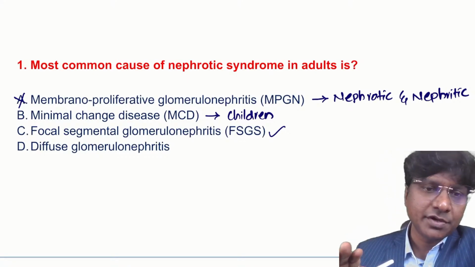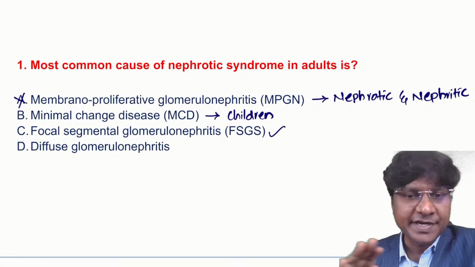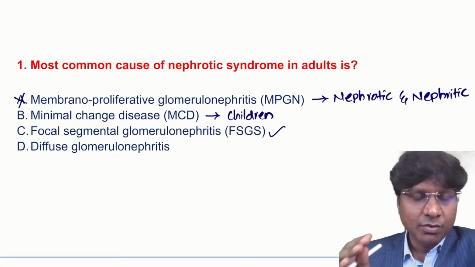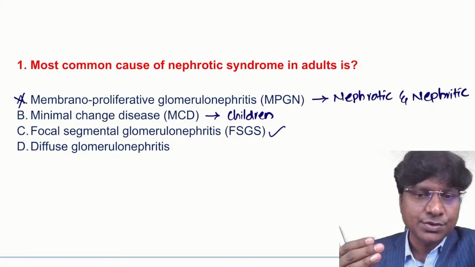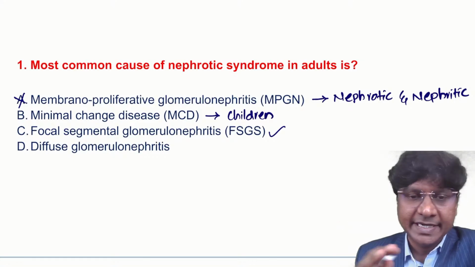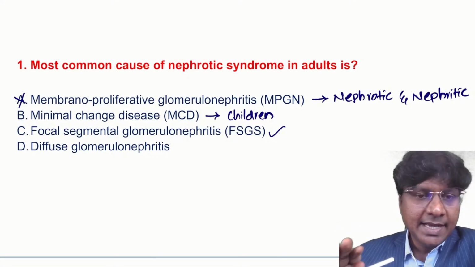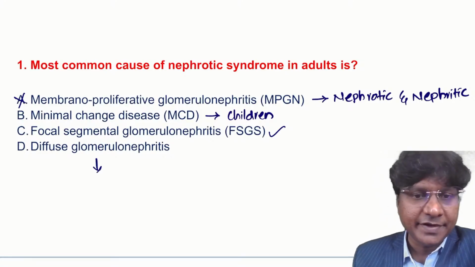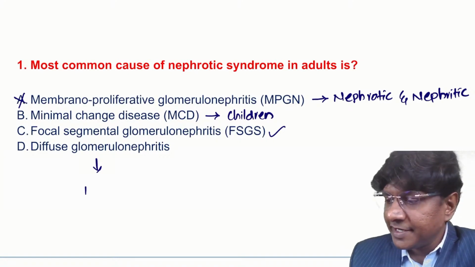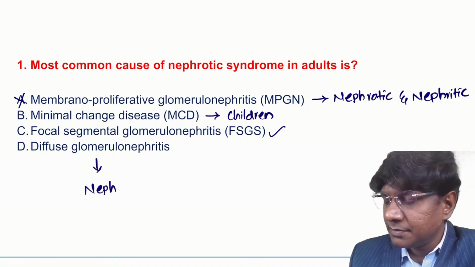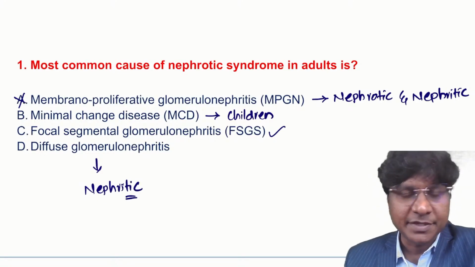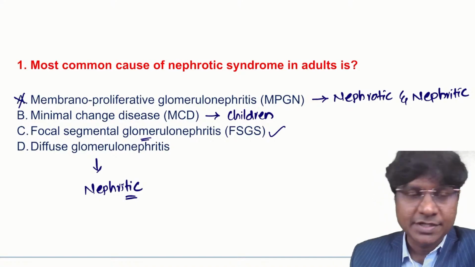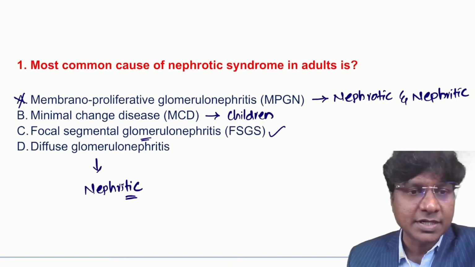Next is diffuse glomerulonephritis. It is not a specific disease entity. What diffuse tells you is the extent. It is not the etiology. Diffuse glomerulonephritis is more often the cause of the nephritic picture rather than the nephrotic picture. So here the etiology is focal segmental glomerulosclerosis.